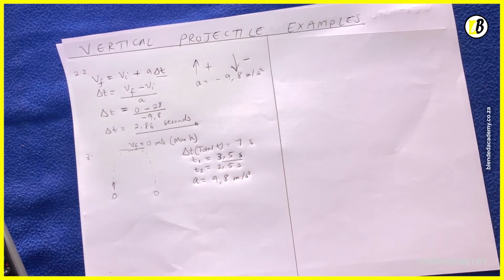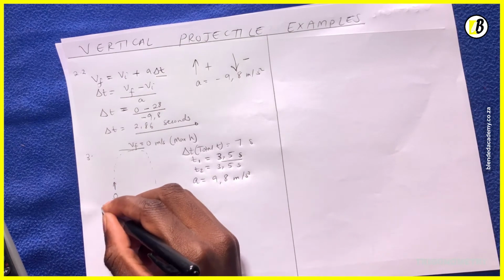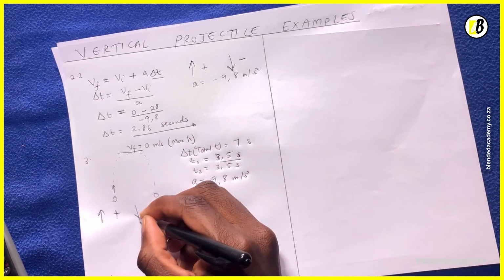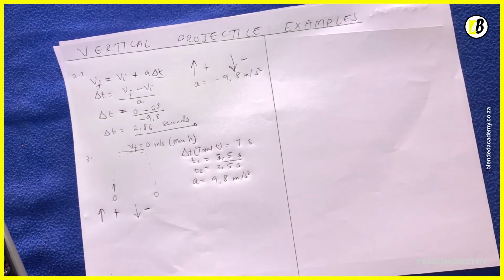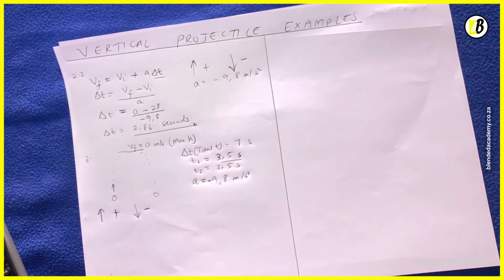You understand? We also need to choose our directions now, which direction we're going to take as positive and which one will be taken as negative. So now let's take our upward motion to be positive. Let me just write it down here. Anything going up will be positive and anything going down will be negative. So that means now our acceleration due to gravity will be negative since it's always directed in a downward direction. So that's minus 9.8 meters per second squared. You understand?